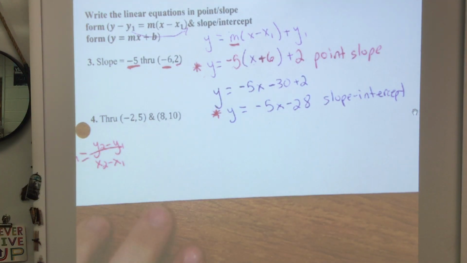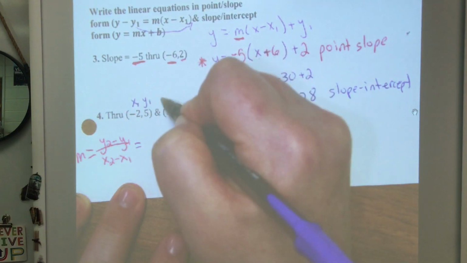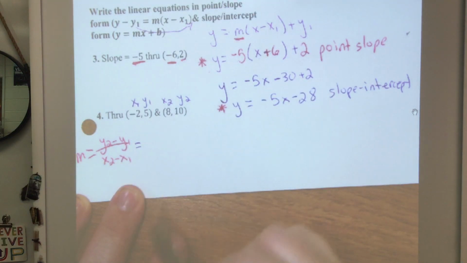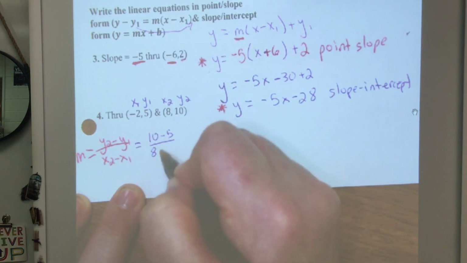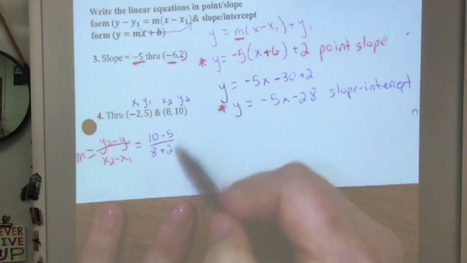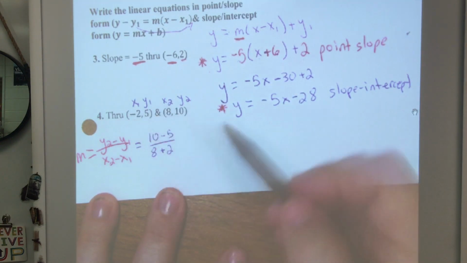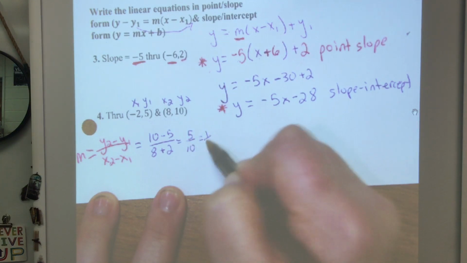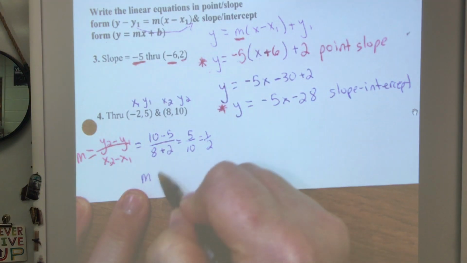Slope equals these numbers. So that equals, if this is x1, y1, x2, y2, now I can just plug in my points. So I'll have 10 minus 5 over 8 minus -2, which turns into 8 plus 2. Remember, 8 minus a -2. Two negatives make a positive. So this gives me 5/10, which equals 1/2. So my slope m equals 1/2.